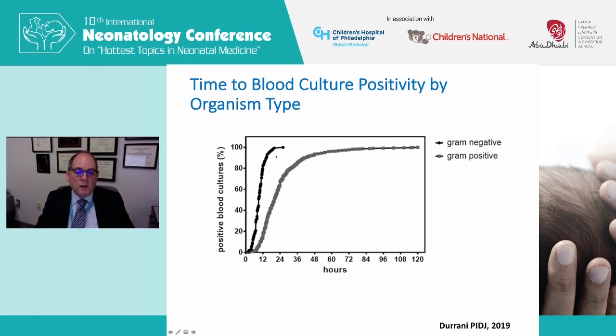And you can see here that gram-negative organisms seen here in the black become, if they're present, become positive very quickly, about 100% of them by 24 hours. Gram-positives grow a little bit more slowly, but again, you're hitting 90% positivity by about 36 hours of incubation.